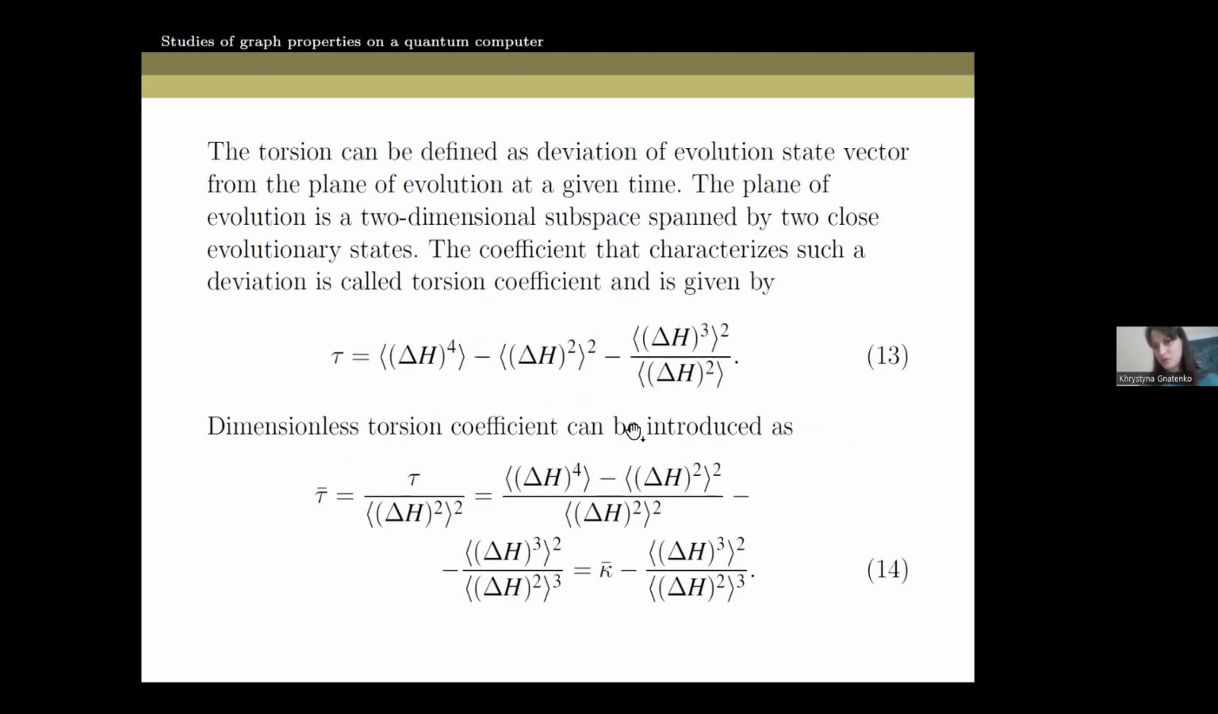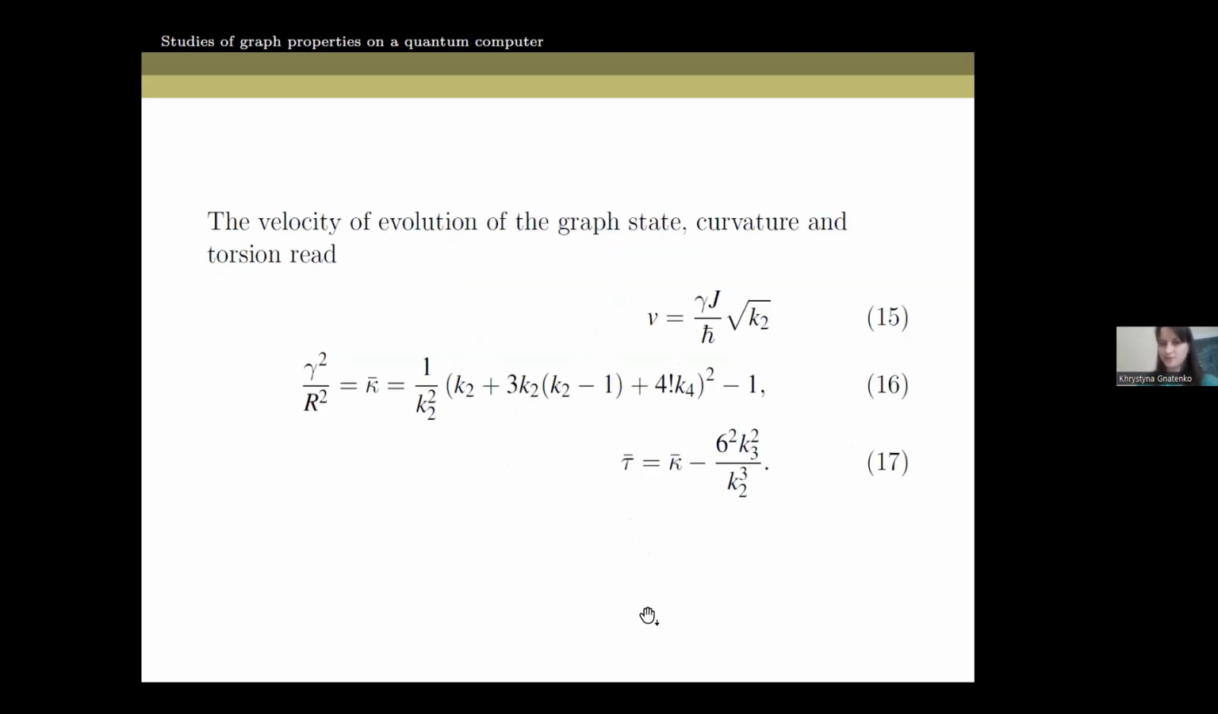But I would like to focus your attention on the fact that these mean values in the case of quantum graph states are related with properties of quantum graphs. So with the help of studies of geometric properties of quantum graph states in evolution, we can detect the number of triangles, the number of squares, the number of edges in a graph.